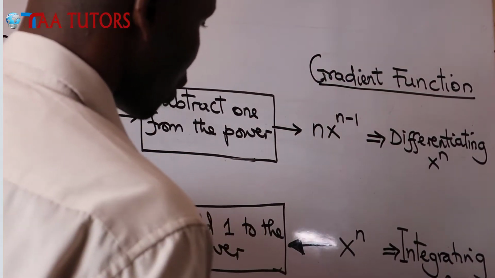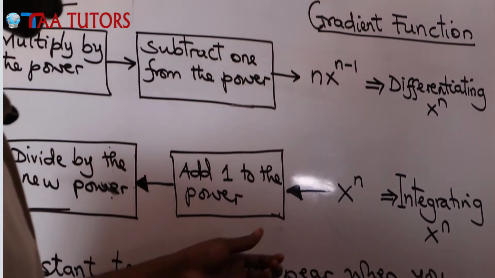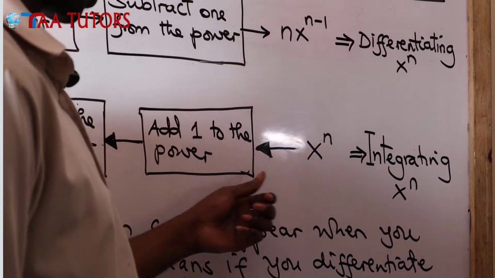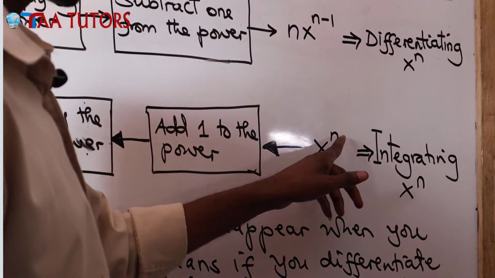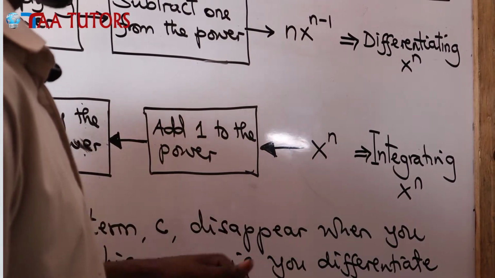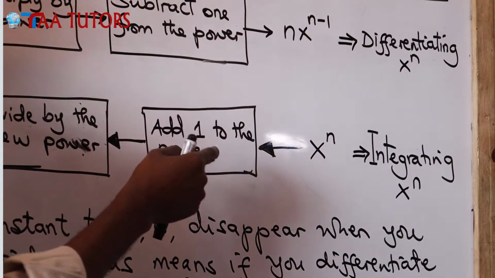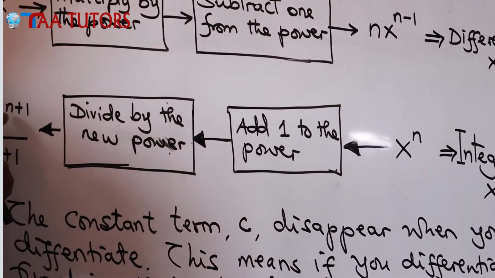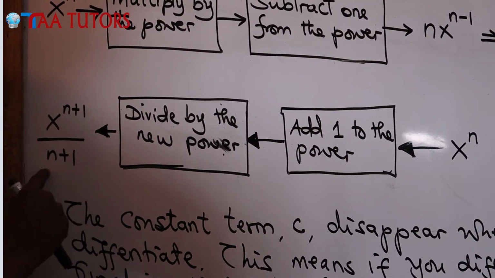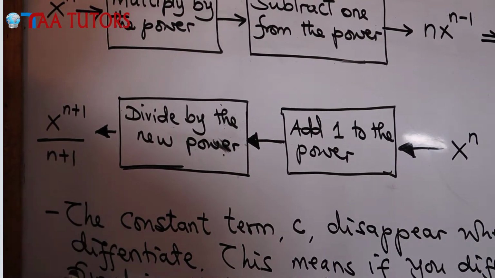That is differentiation. But assuming you have that function and you have to integrate it, what we have said is that you add 1 to the power first, so it will be n plus 1. After you get n plus 1, then divide by the new power. The new power now is n plus 1.